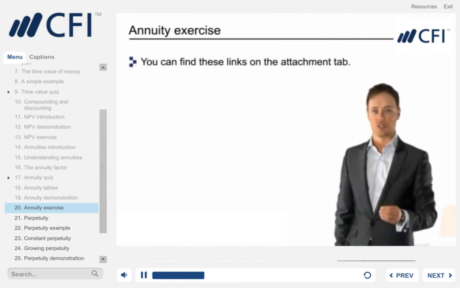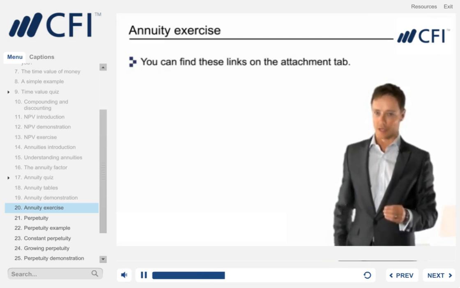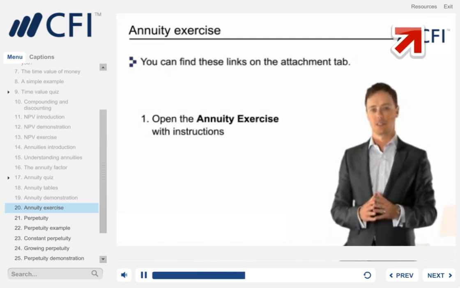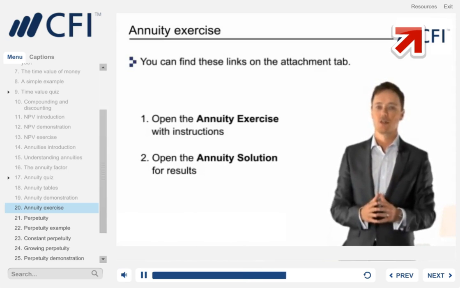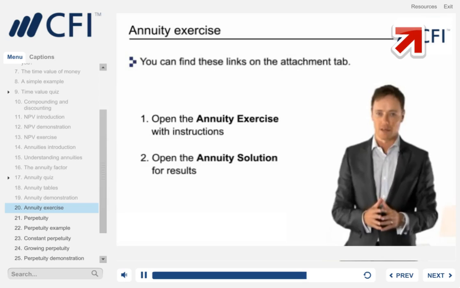Okay, now it's your turn to try this out yourself. Click on the attachment link entitled Annuity Exercise. Once you're finished, check your attempt with the attached annuity solution. Good luck!